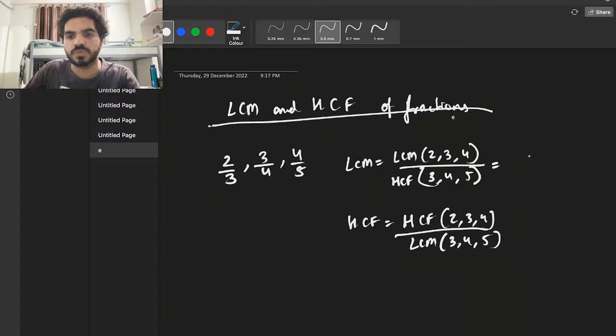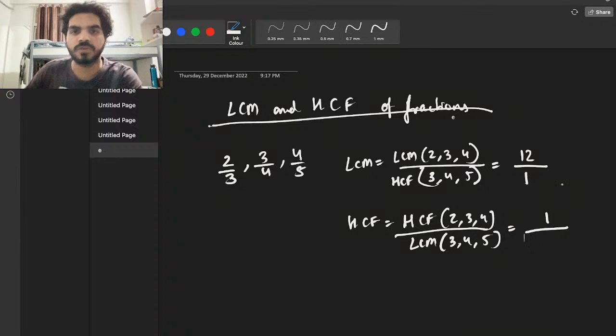So LCM of 2, 3, and 4 will be 12 upon HCF, which will be 1. These are also consecutive numbers, just like I told you in the first question. So their HCF will be 1. They are co-prime in nature. And for 3, 4, and 5, we can say the LCM.